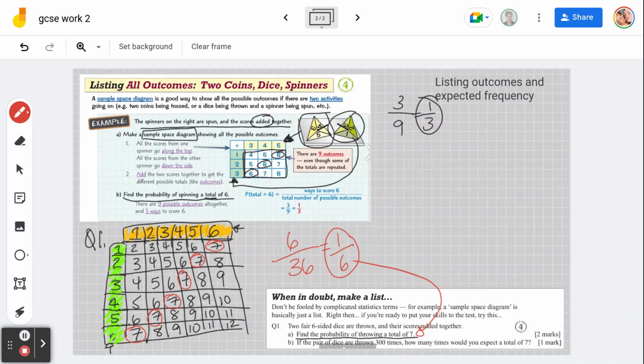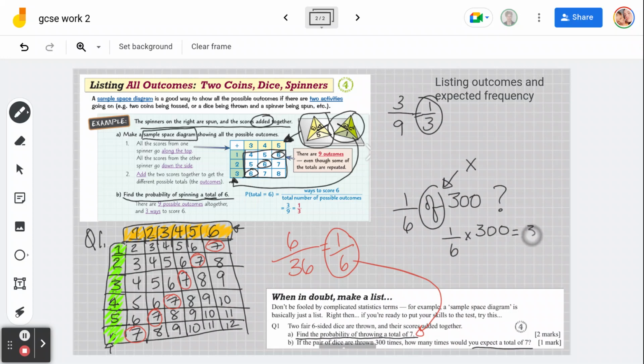If the pair of dice is thrown 300 times, so now you're rolling the dice 300 times, how many times would you expect a total of 7? So out of 300 times, you have a 1 in 6 chance of rolling a 7. What's 1/6 of 300? That's what we're asking. Remember what this means in math language. Of means times. So what's 1/6 times 300? Remember how we do fractions?